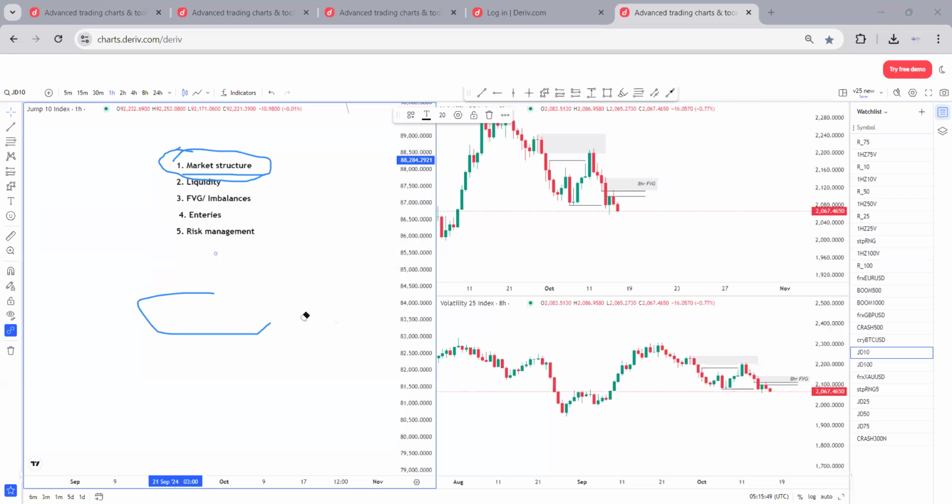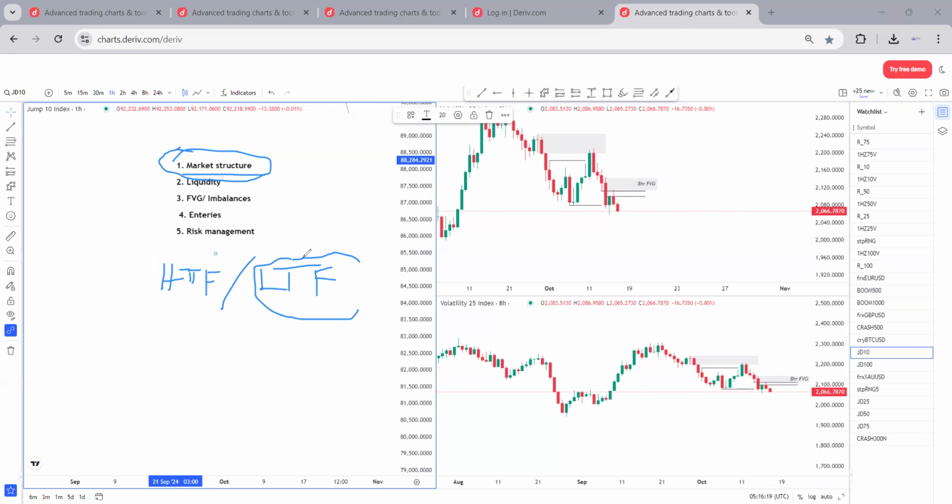Your market structure also includes your multiple time frame analysis, or what people call top-down analysis, where you move from a higher time frame, HTF, to a lower time frame, LTF. So the goal is to get a clearer picture of the bigger time frame. That is why you go to the lower time frame.